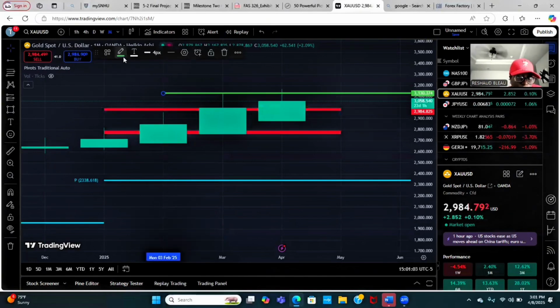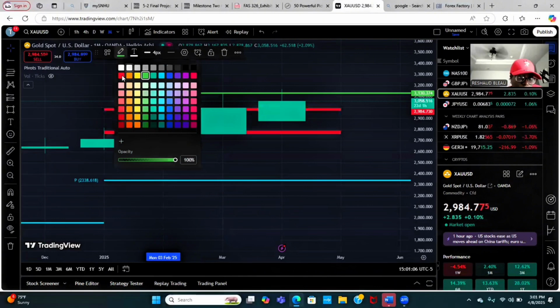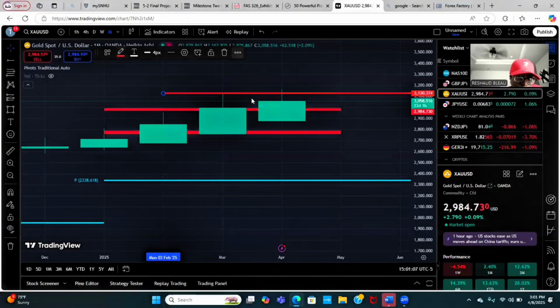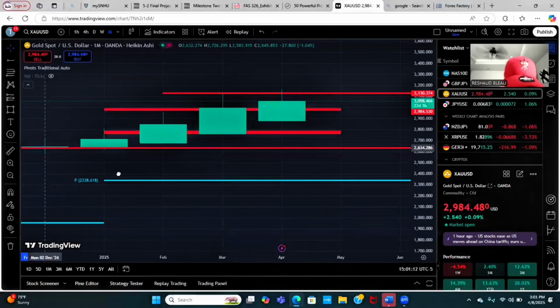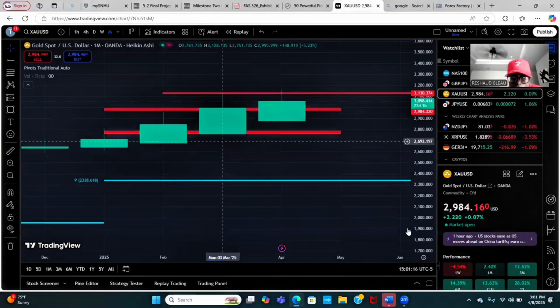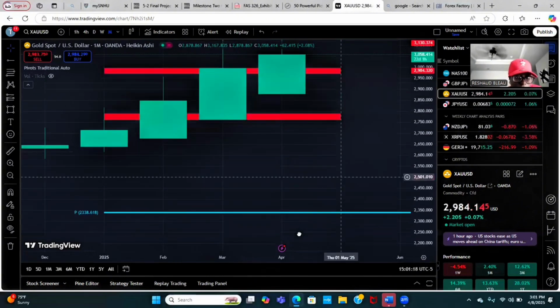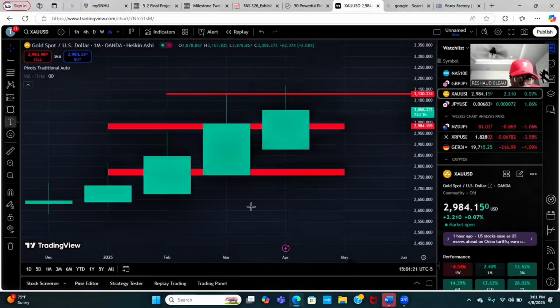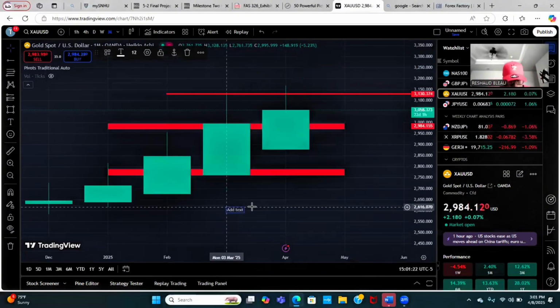Boom. I'll turn it red, and then I'm going to do it again. And that don't have a low. So cool, it don't have a low. So let's mark this: previous monthly high.